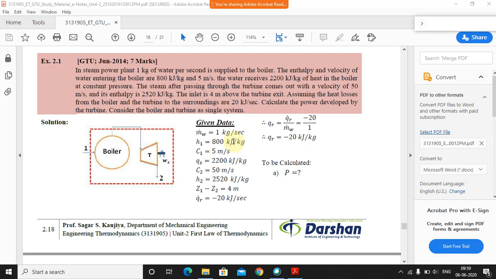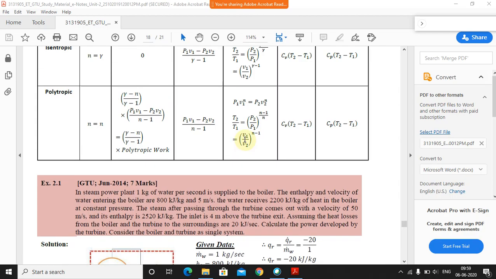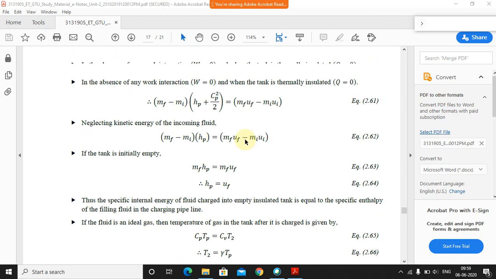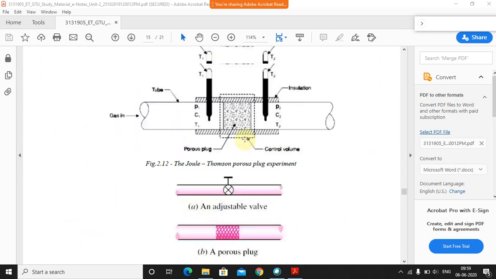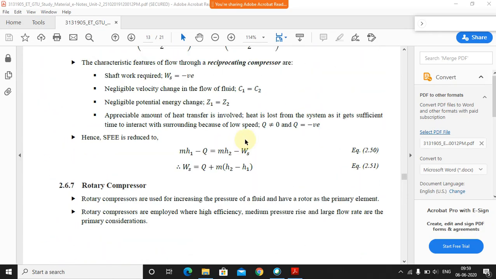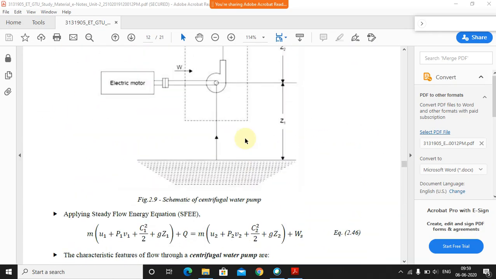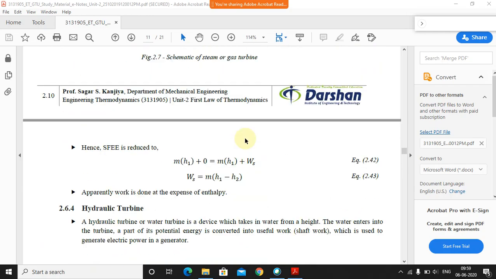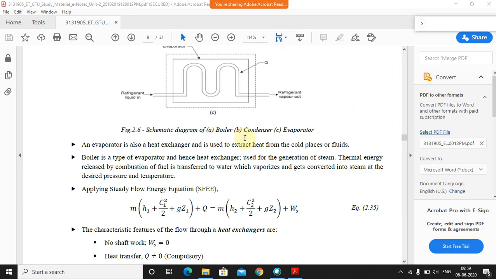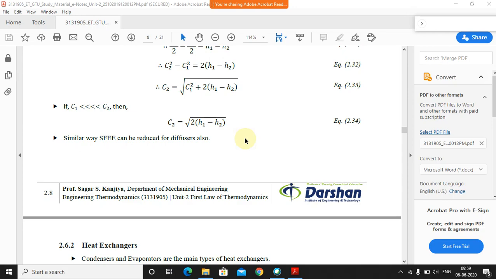work done by the system. So that we need to calculate over there. Now we have already seen the steady flow energy equation, because whatever the work is there, that can be found by using the steady flow energy equation. So we'll go to that equation.